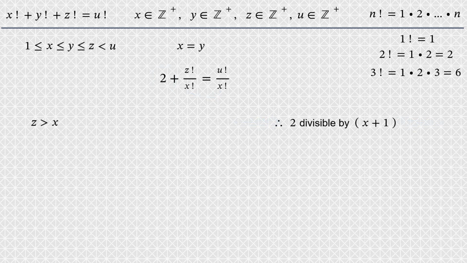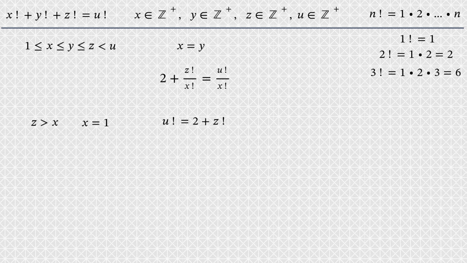In this case, 2 must be no less than x plus 1, so x must be no more than 1. Since x cannot be less than 1, it must be 1. In this case, both denominators in the equation become equal to 1, so the equation can be rewritten as u factorial equals 2 plus z factorial.